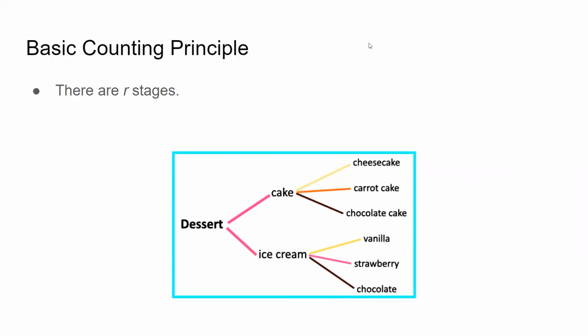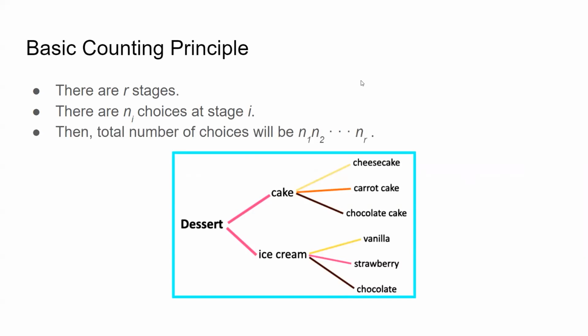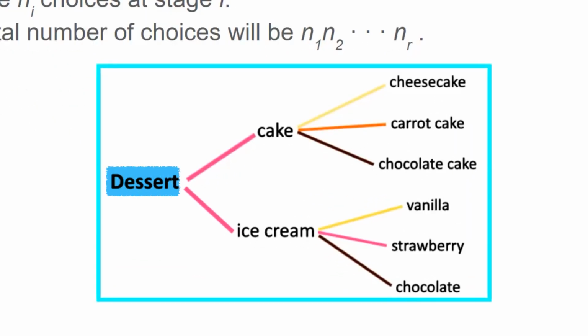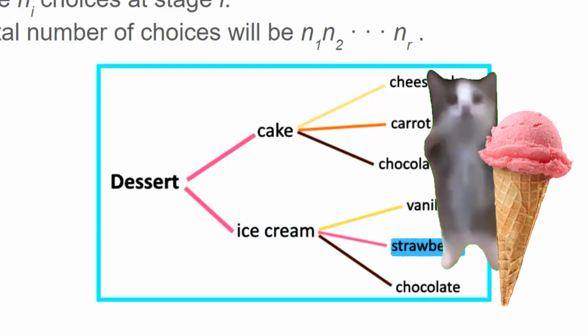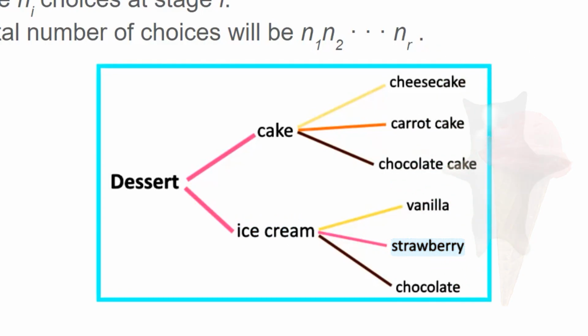Imagine a scenario with r stages, and at each stage i, there are n sub i choices. The magic happens when we multiply these choices together. The total number of outcomes is given by n sub 1 times n sub 2 times ... times n sub r. This principle is like a roadmap for systematically exploring possibilities in complex decision trees or scenarios with multiple stages.